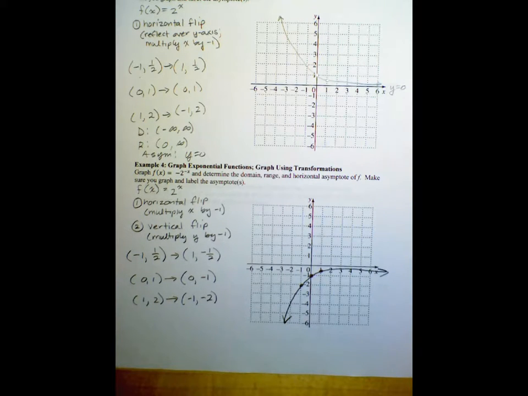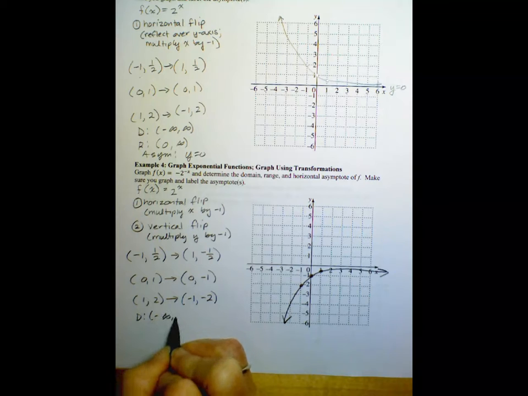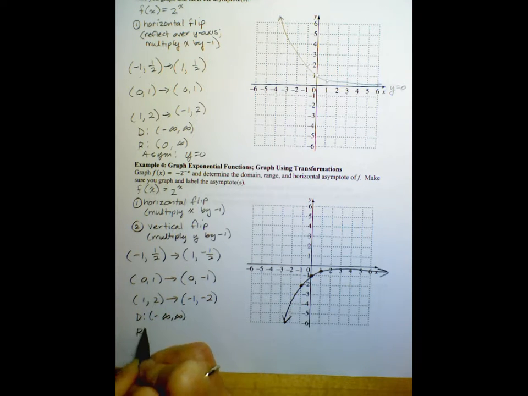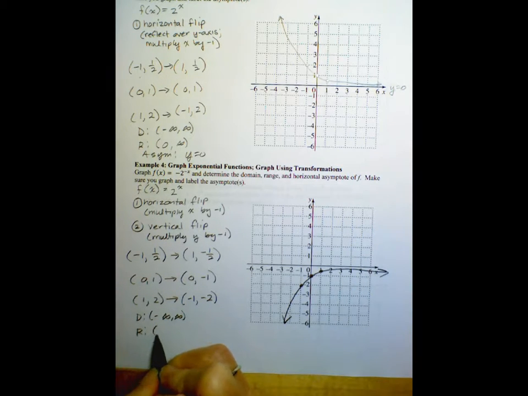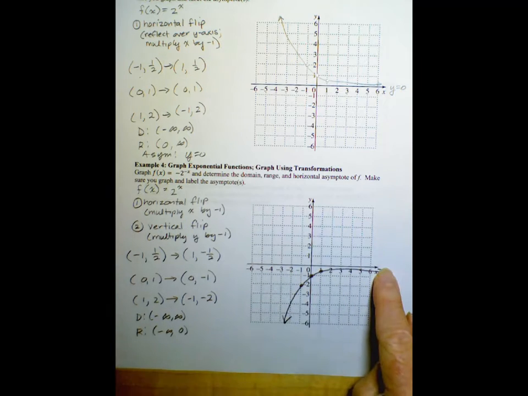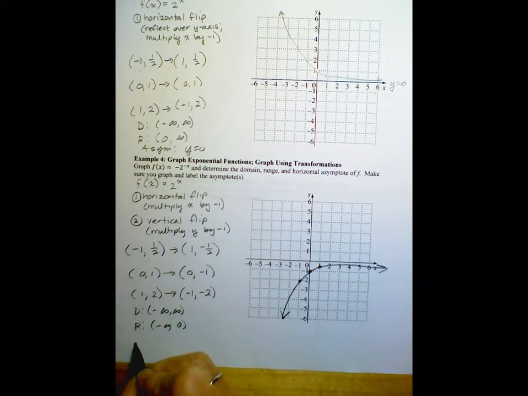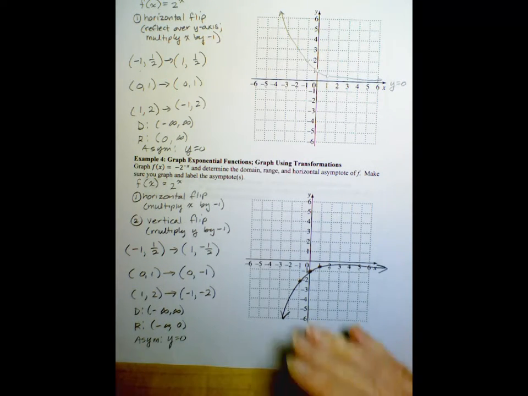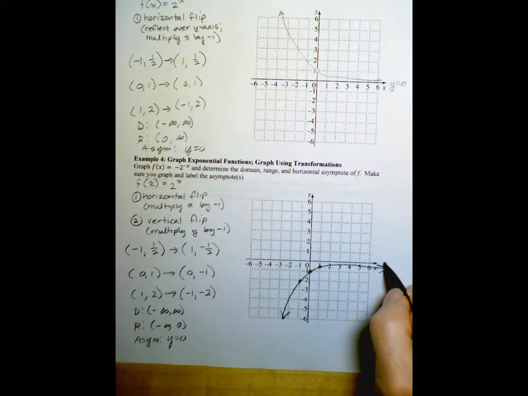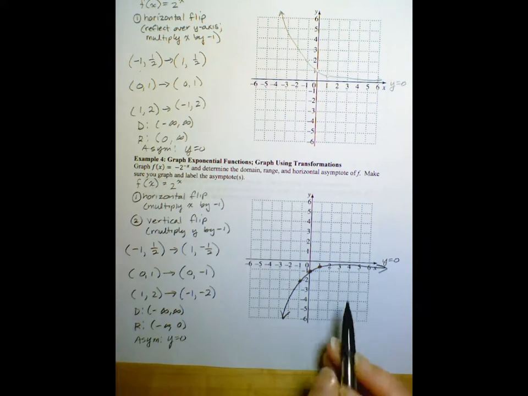Okay? So our domain has not changed. It's still all real numbers. Our range, though, low to high, instead of 0 to infinity, we're going from negative infinity up to 0, but of course we'll never get there. And the horizontal line, that is our horizontal asymptote, is still the x-axis because we didn't shift vertically in any direction. So y equals 0.